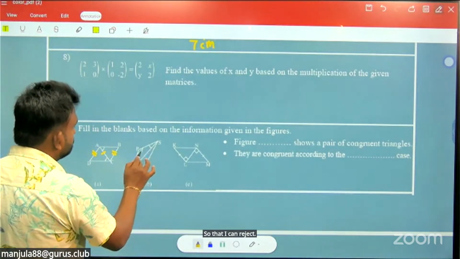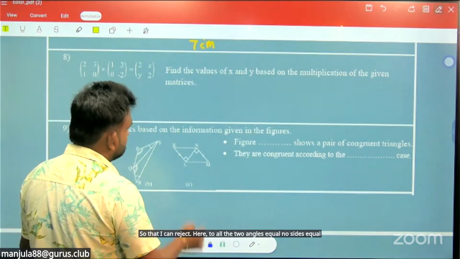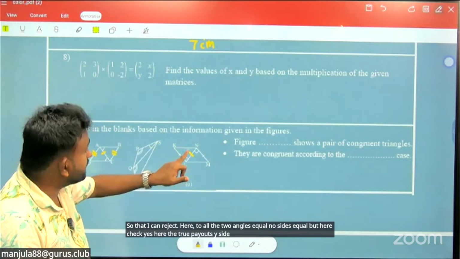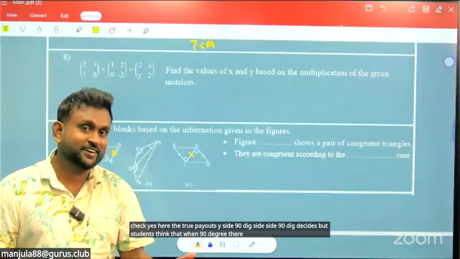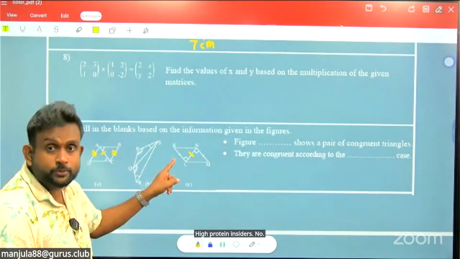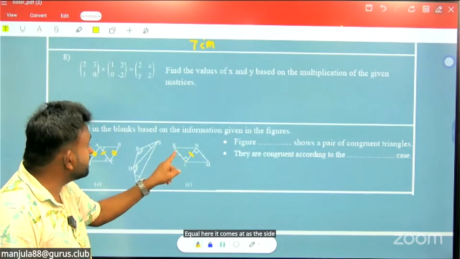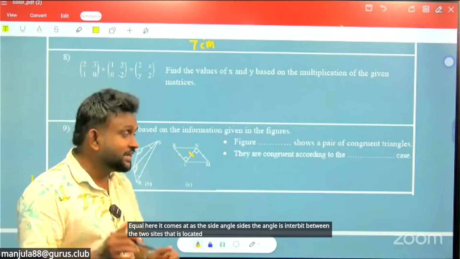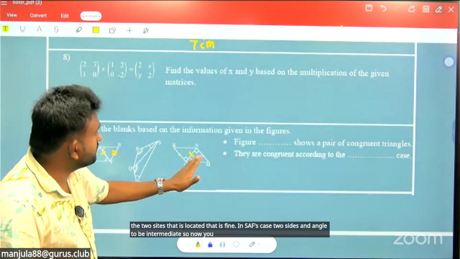Here, although two angles equal, no sides equal. But here, check, yes, here the two pairs, side 90-degree side 90-degree sides. But students think that when 90-degree they are trying to congruent with hypotenuse sides. No. Why here no hypotenuse is equal? Here it comes as the side angle side. The angle is between the two sides that is located. That is fine. In SAS case, two sides and angle to be intermediate. So now you can see this triangle and this triangle are congruent.